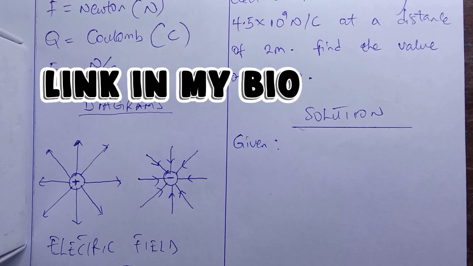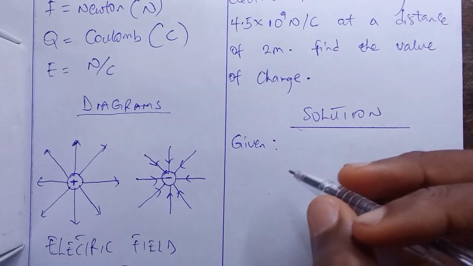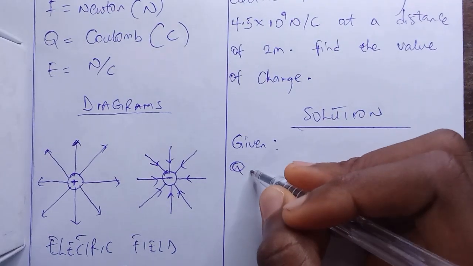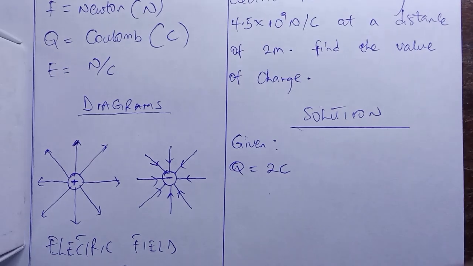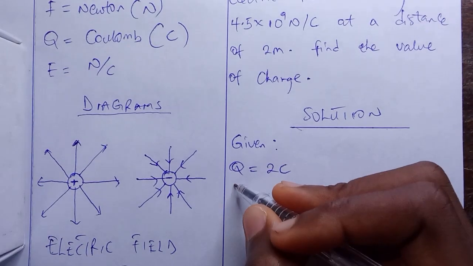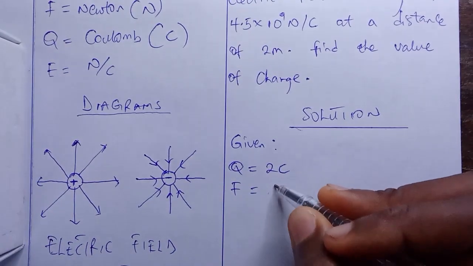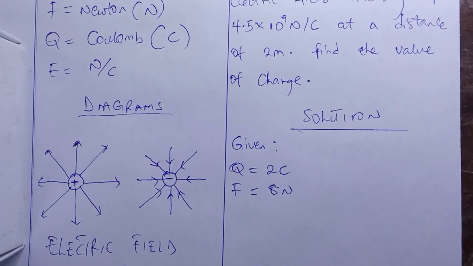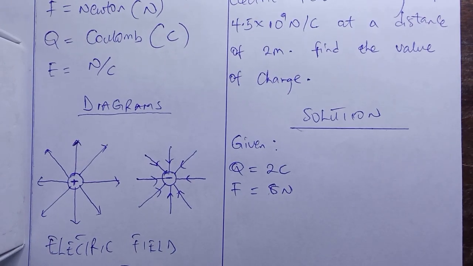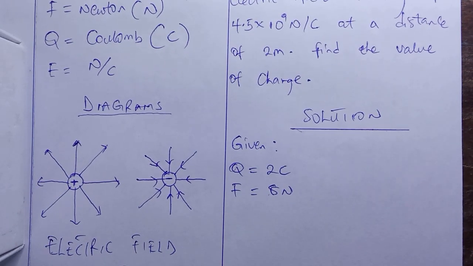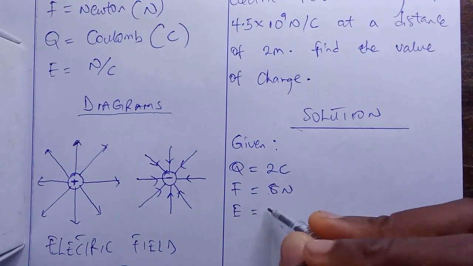Let's go back to the video. So we have what? Given. Our given is what? Charge Q equals 2 coulomb, experiencing a force of 8 Newton. So force F equals 8 Newton. He said we should calculate the electric field intensity. So that is E, unknown.